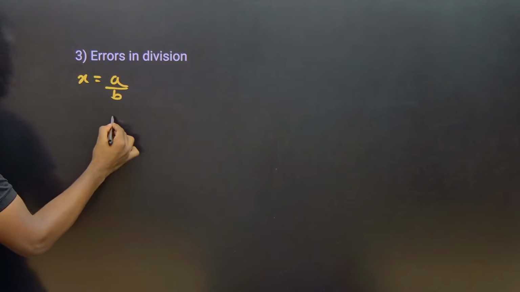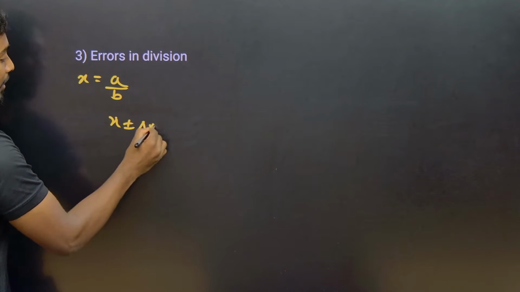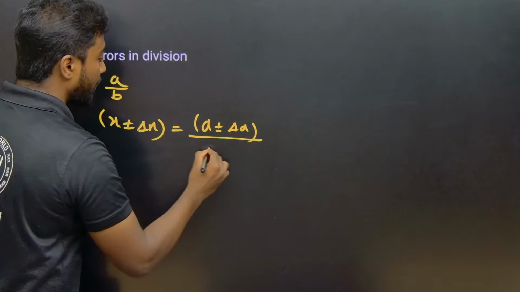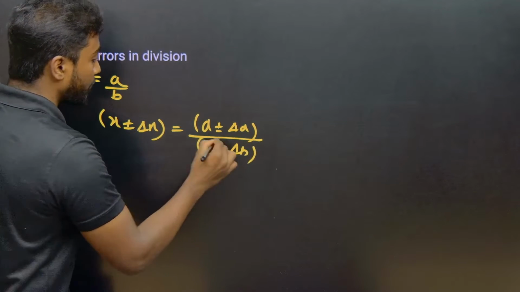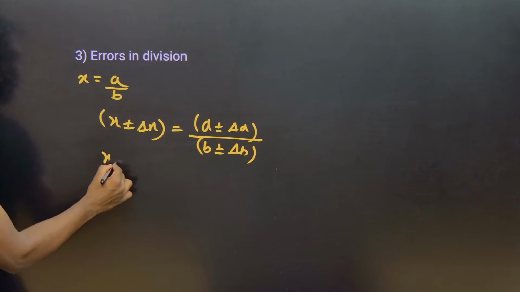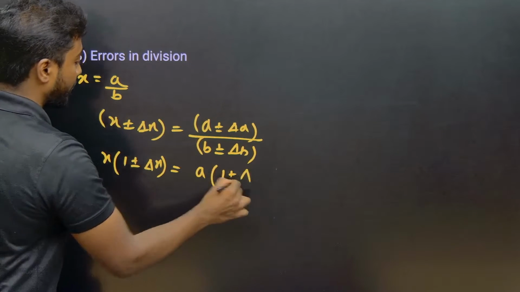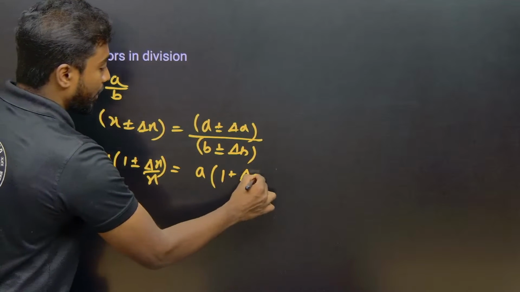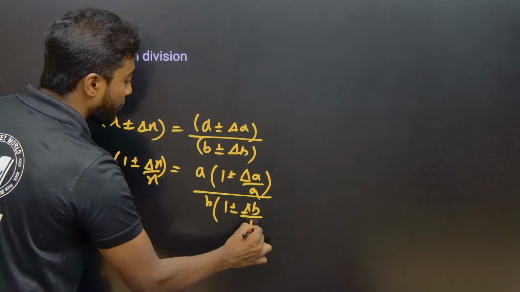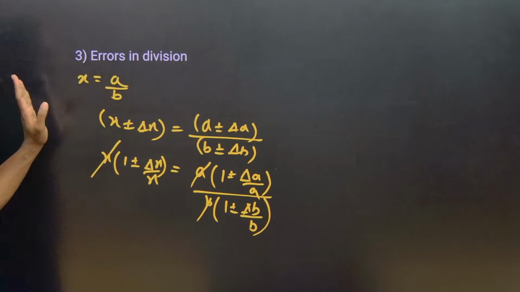Okay, now for division: x plus or minus delta x should be equal to a plus or minus delta a divided by b plus or minus delta b. Same process, I take x commonly outside. 1 plus or minus delta x by x is equal to a into 1 plus or minus delta a by a, divided by b into 1 plus or minus delta b by b. Similarly, x and a by b will get cancelled out. That is the equation they have given.